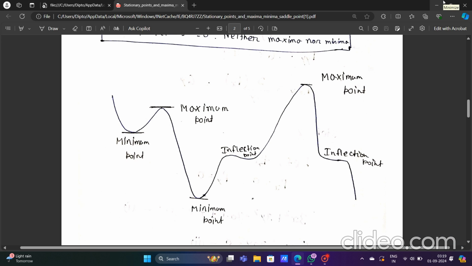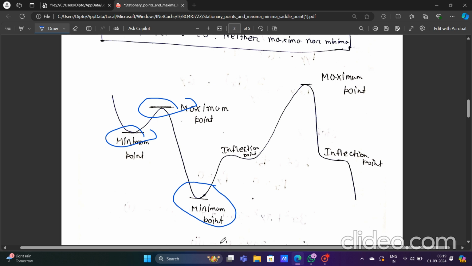Today we are going to discuss the maximum point, minimum point, inflection point and the saddle points. So basically, as you can see, what is a minimum point? This point can be termed as a minimum point. This point can be termed as a maximum point. This point also can be termed as a minimum point.